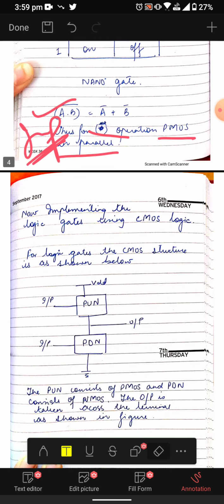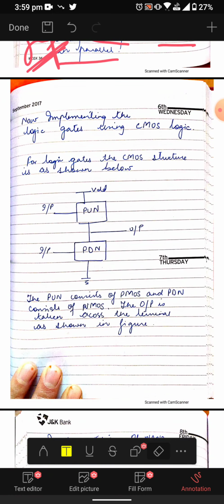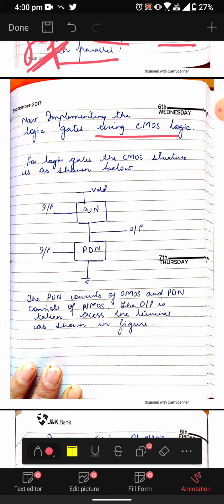Okay. Now this was when we implemented the circuits using simple MOS transistors. Either we used the NMOS or we used the PMOS. Now we want to implement these logic gates using CMOS logic here. Okay. Now the CMOS logic structure is as shown below.